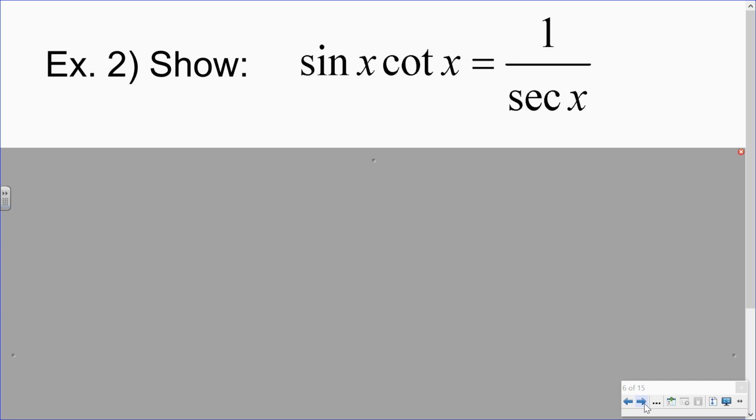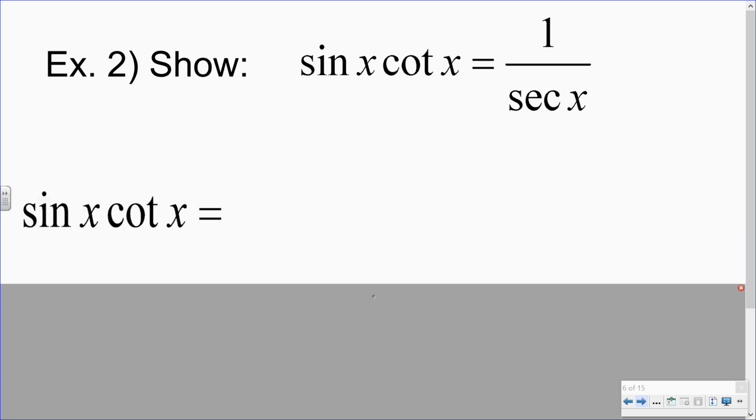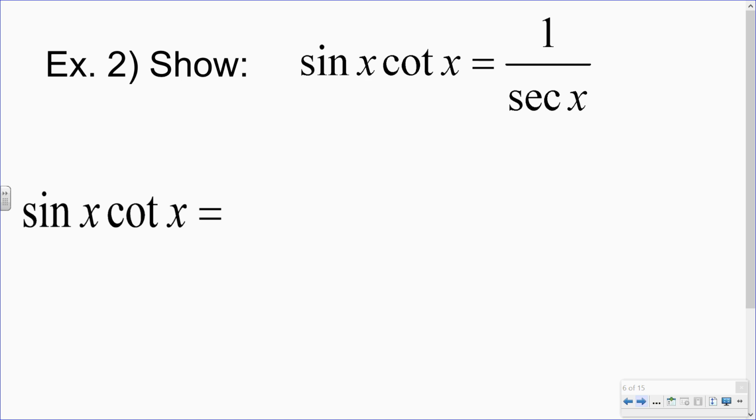Kind of a toss-up on this one, which one's messier. Right-hand side has a fraction in it, and the left-hand side doesn't, but the left-hand side has 2 different trig functions. So I'm going to choose, we're going to start with the left side on this one. So we want to write down sine x cotangent x equals. And then we want to start thinking about, are there some things that we might be able to do to that?